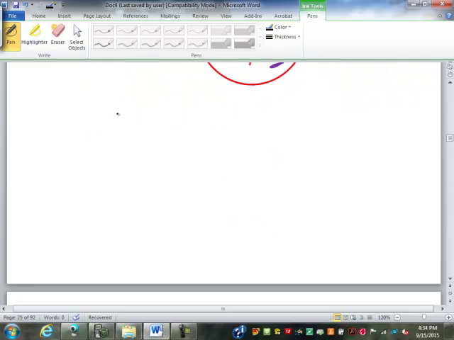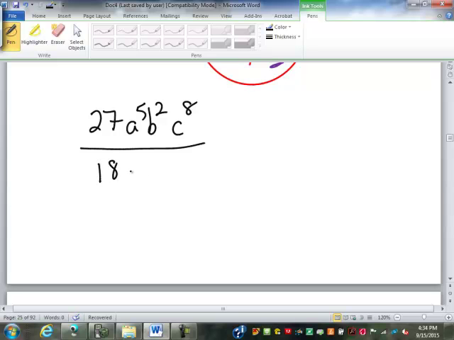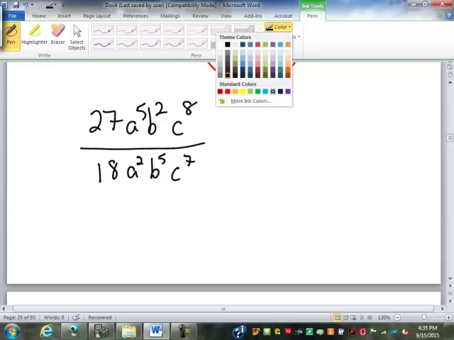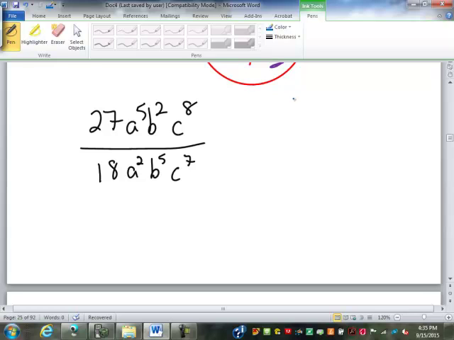So let's do 27 a to the 5th b squared c to the 8th, over 18 a squared b to the 5th c to the 7th. Now, I'm going to deal with the numbers and the variables separately. 27 over 18. To reduce that.